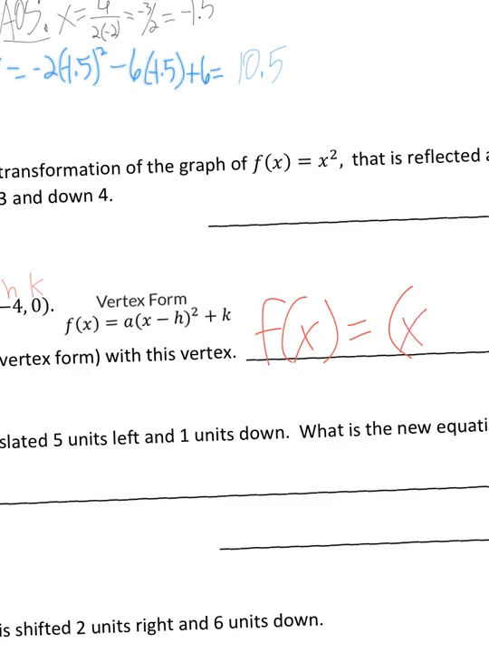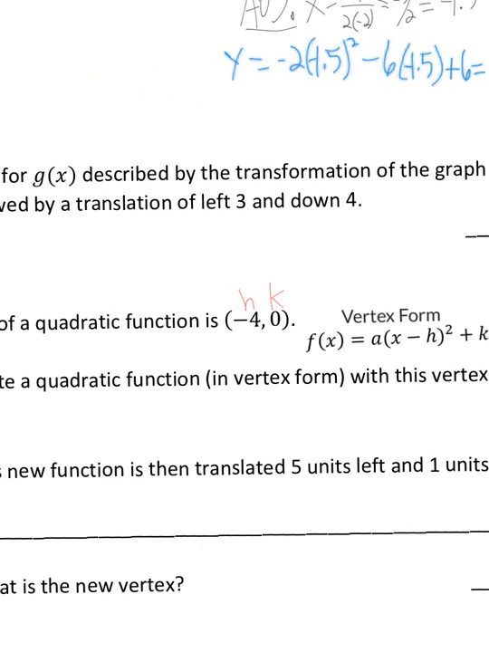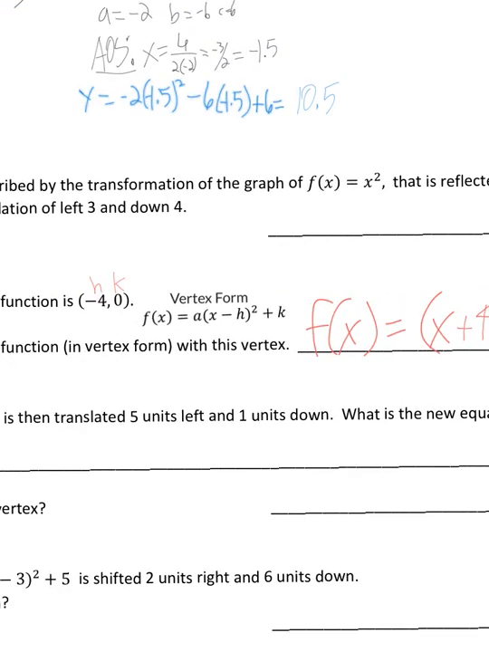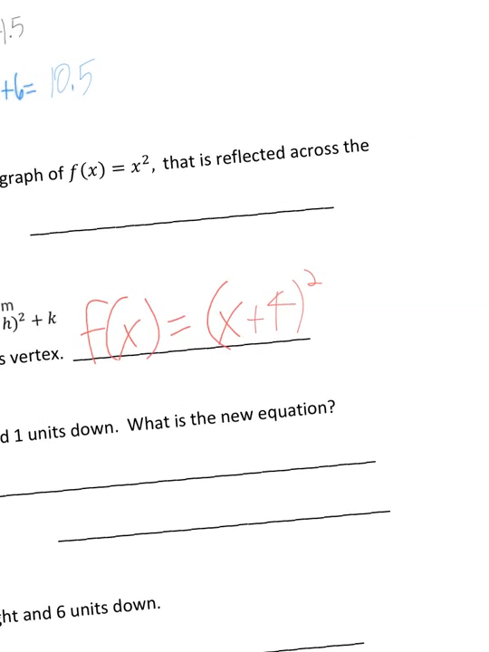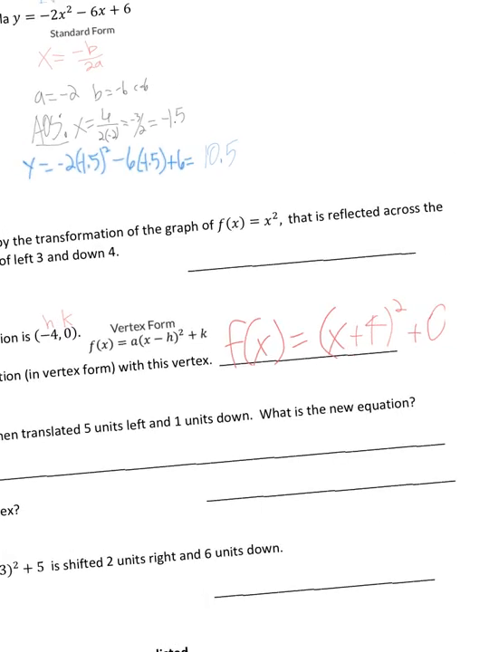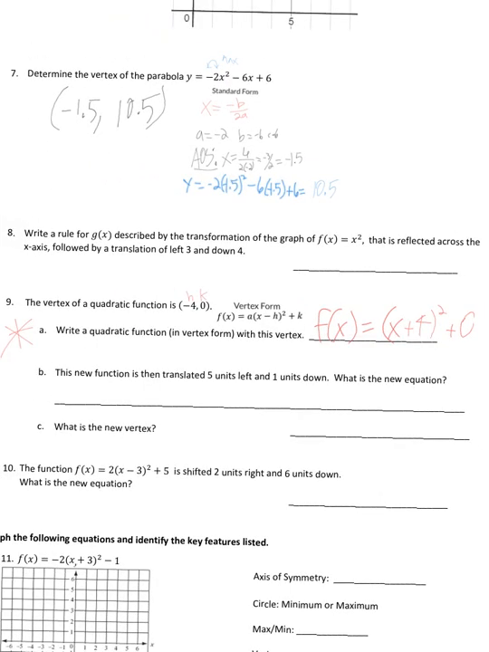I'll write x, and so it's minus h. So minus a negative 4, it's plus 4. So x plus 4 squared. And then did I have anything for the k? You could write plus 0 if it makes you happy, but this is all you really need to write. Just since it's the review, I'll throw on a plus 0. Okay, but that's it. That's really all you need to do. If you know vertex form, if I say write an equation, you can make your own equation if I give you the vertex. But this new function is then translated 5 units left and 1 unit down.